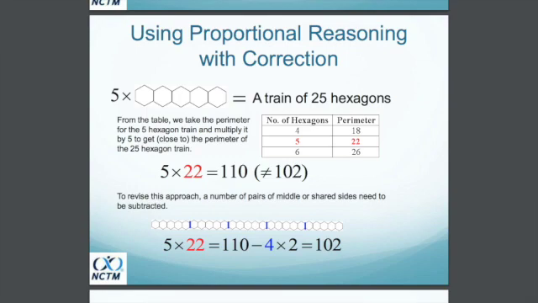As you can see in the image here, after every 5 hexagons there's a blue line that represents a shared side that needs to be subtracted. A shared side, one from each train. So minus 2 for that first blue line, minus 2, minus 2, minus 2, for all 4. So 8 sides need to be subtracted from 110, leaving me a total of 102 for that perimeter.